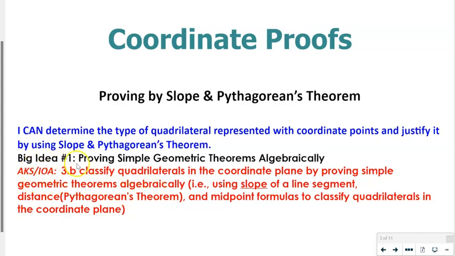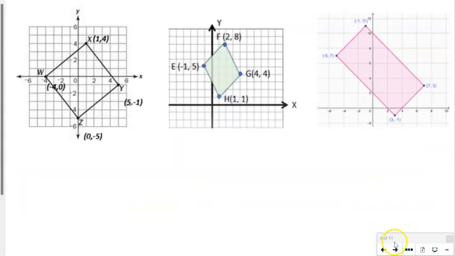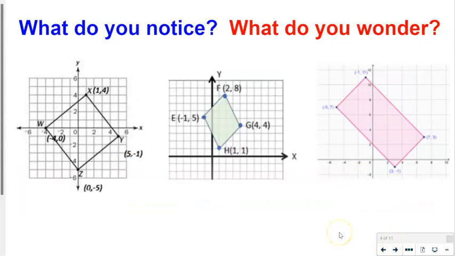We're still on big idea 1 and we're doing AKSIOA 3B, and we're really focused on slope here today and distance, which we can do with Pythagorean's theorem. We can use midpoint formula as well to prove that something's a parallelogram. So first of all, this first slide says, what do you notice and what do you wonder?